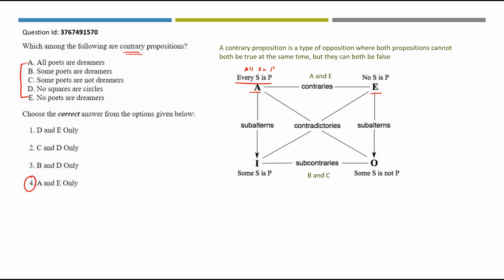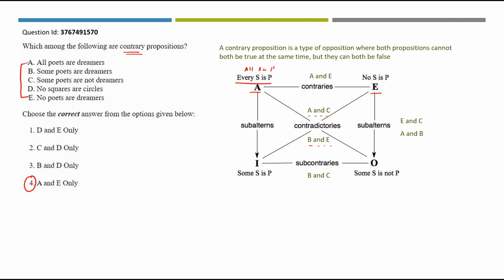What about subcontraries? Some S is P, some S is not P will be subcontraries. Here, some poets are dreamers, some poets are not dreamers will be subcontraries. Next we will get into contradictories. Every S is P, some S is not P. So here we can take A and C. All poets are dreamers, some poets are not dreamers. Similarly, we can go for B and E. Some S is P, no S is P. Some poets are dreamers, no poets are dreamers. That is B and E.